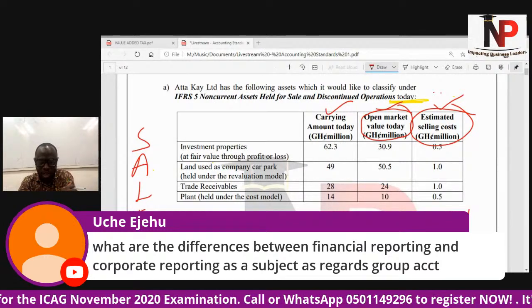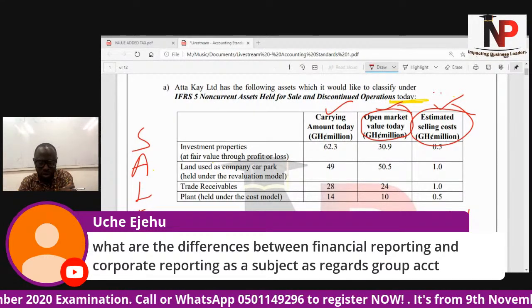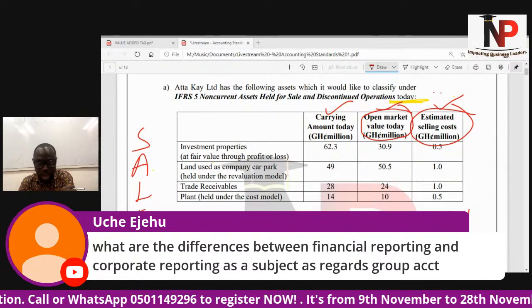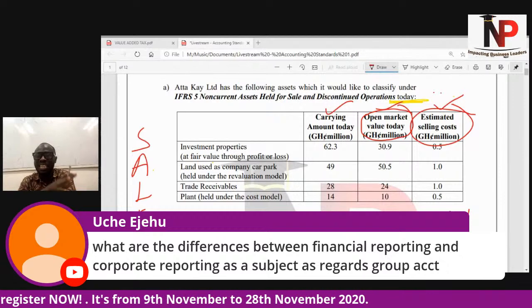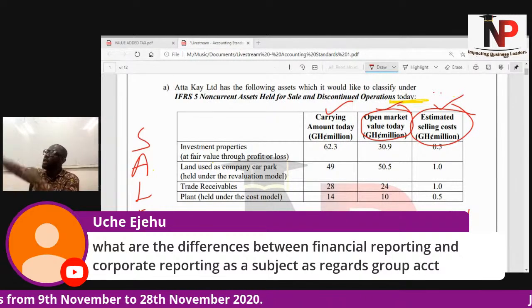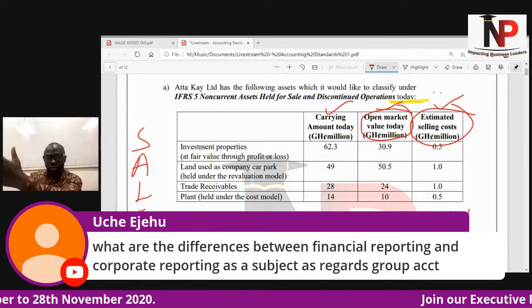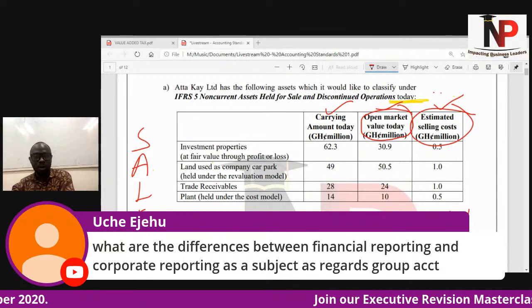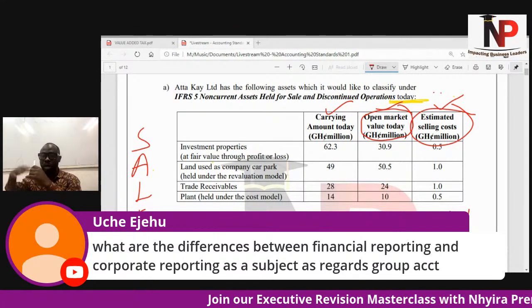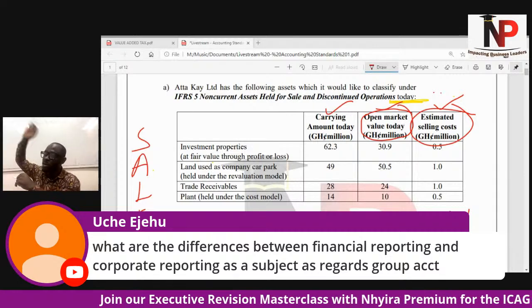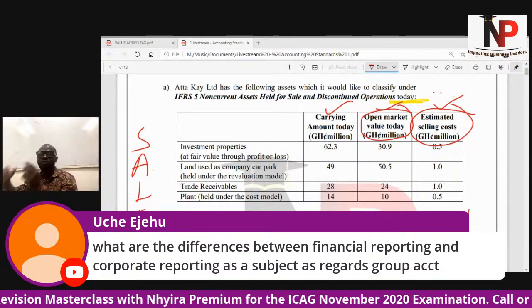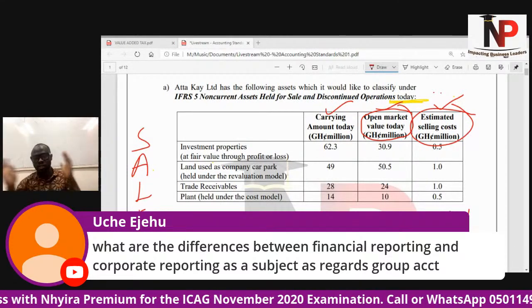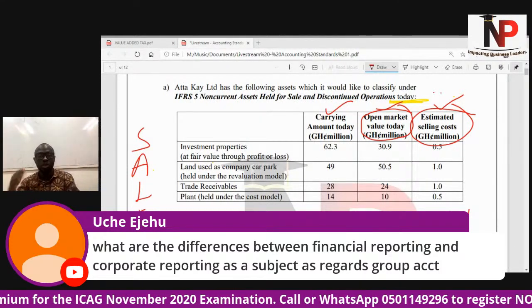Uche said, what are the differences between financial reporting and corporate reporting as a subject as regards group accounts? Oh, okay. With financial reporting, you are doing simple group accounts, meaning parent, subsidiary, and associate. But with corporate reporting, with group accounts, you may be doing a complex group. So you are doing parent, subsidiary, sub-subsidiary, associates, and even foreign subsidiary. So that is the difference about group accounts.